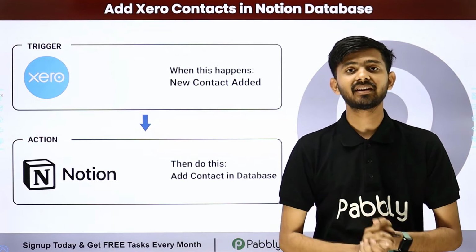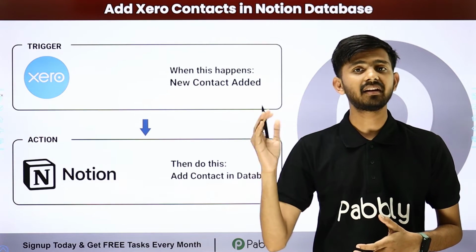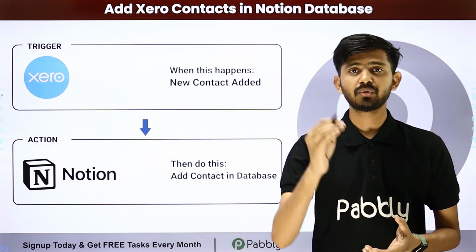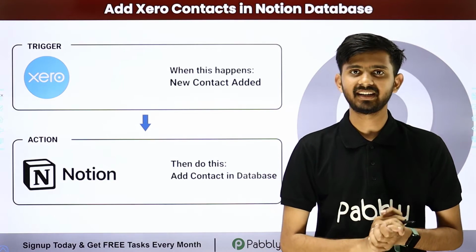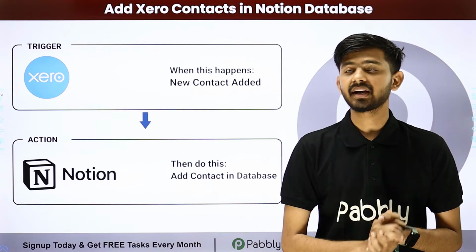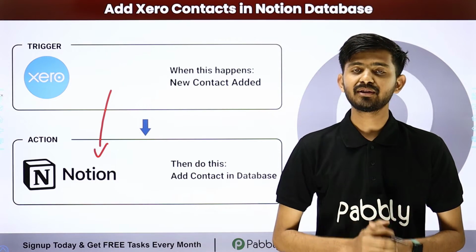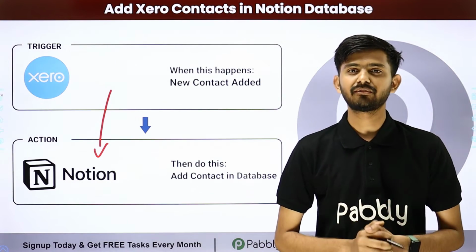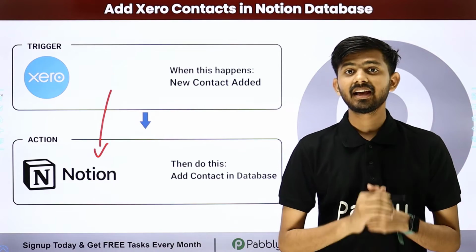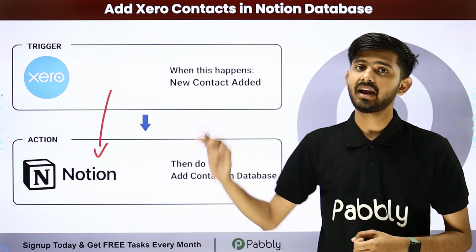So here my objective is that whenever a new contact is added in Xero, then automatically I want to add these contact details in Notion database. So for that I have to build a connection between Xero and Notion. For building this connection, I'm going to use Pabbly Connect, which is an amazing software for automation and integration. In Pabbly Connect, I'm going to use trigger and action.